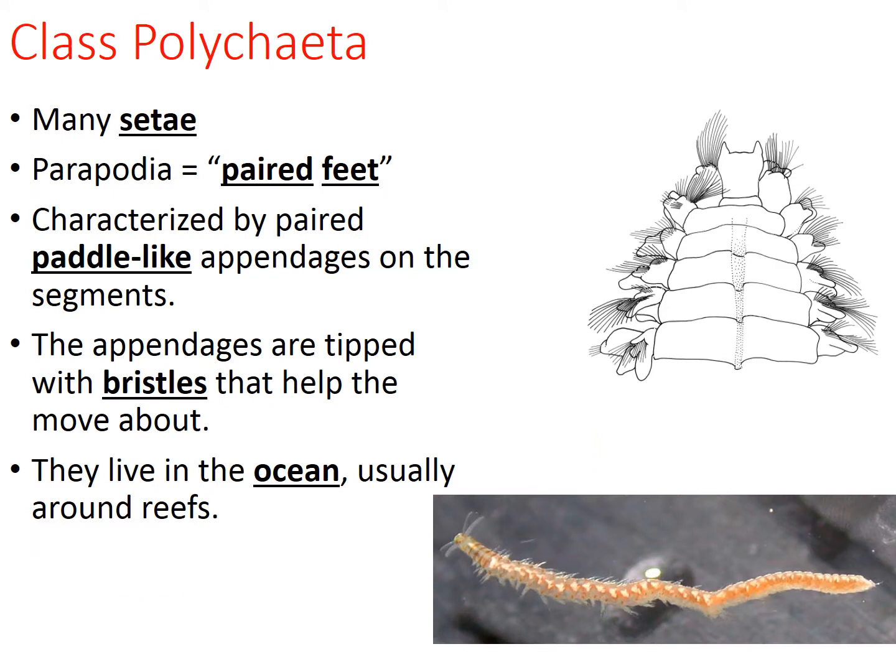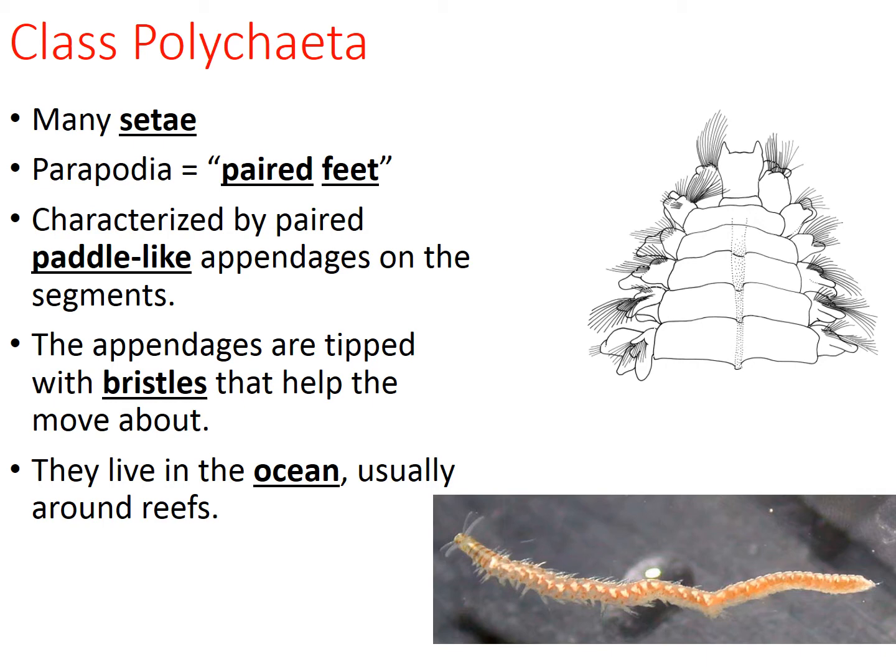So first, class Polychaeta. They have many setae, or many little hairs on the sides of them. They have what's called parapodia, and those are paired feet. They're characterized by their paired paddle-like appendages on each of their segments.